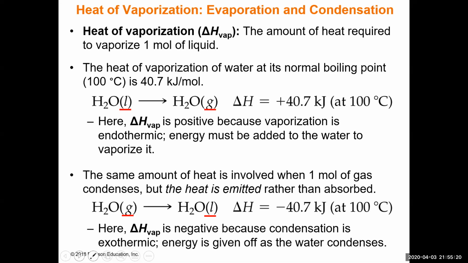Now the heat of vaporization is noted by this delta enthalpy of vaporization. And that's the amount of heat that's required to vaporize exactly 1 mole of a liquid. So the heat of vaporization of water at its normal boiling point, and water's normal boiling point is 100 degrees Celsius, is 40.7 kilojoules per mole.